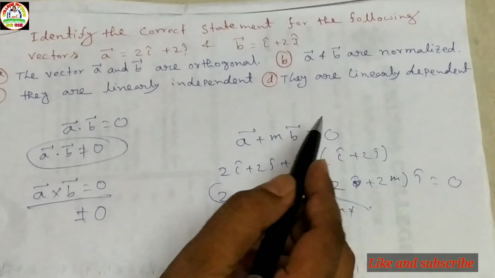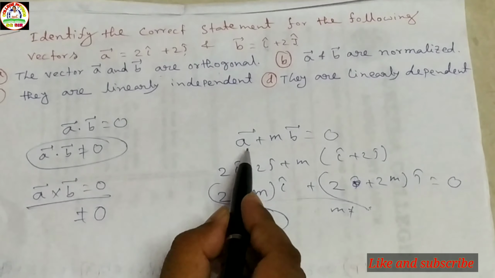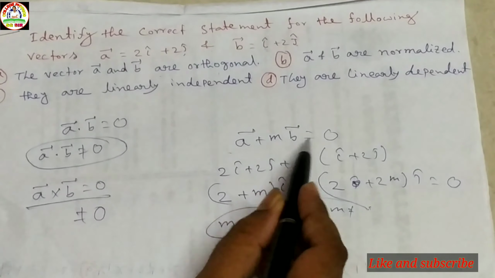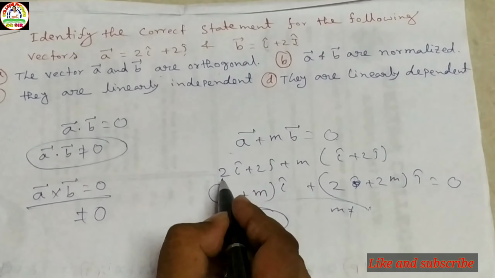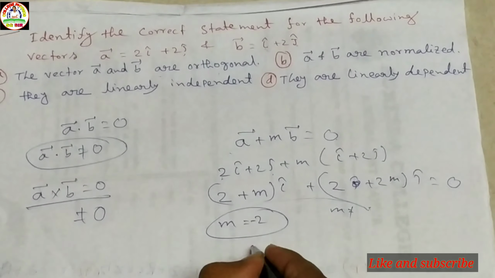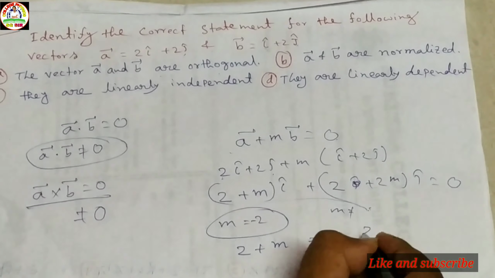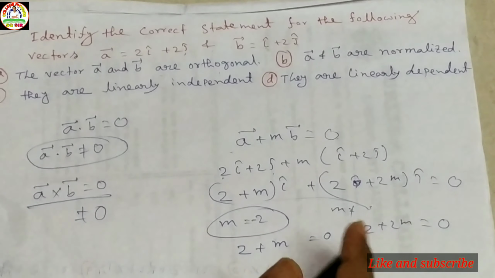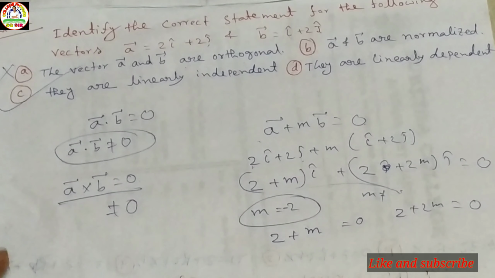Now we check A and B are linearly independent or dependent. You remember, if two vectors are linearly dependent, then they must satisfy this condition: A plus mB is equal to 0. So if we put this value, A is equal to 2i plus 2j plus m into B is equal to i plus 2j, then we get 2 plus m is equal to 0 and 2 plus 2m is equal to 0, which do not have any solution. So it is linearly independent. So option C is correct.